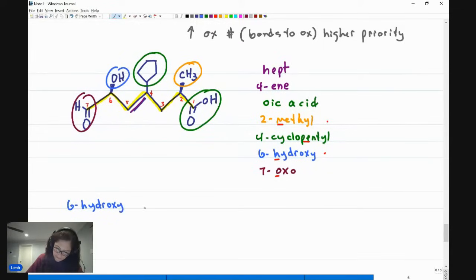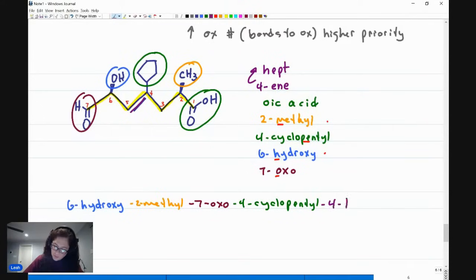So we'll start with H for 6-hydroxy, 2-methyl, I left out a dash there, M, N, O, 7-oxo, 4-cyclopentyl, and here we can pull the 4 to the front of the parent name, so 4-heptene. We drop the E because of the O for oic acid. Heptenoic acid.